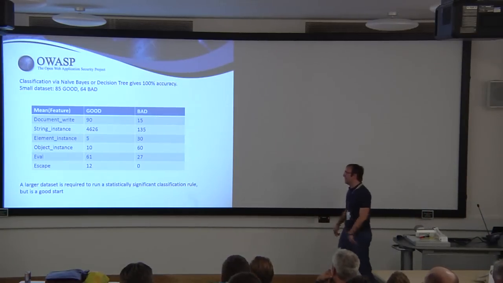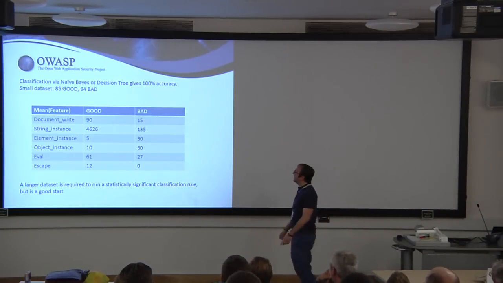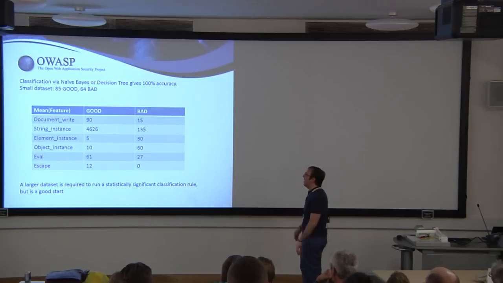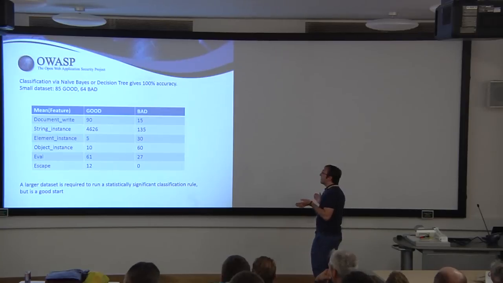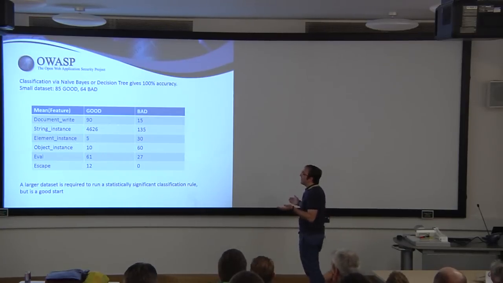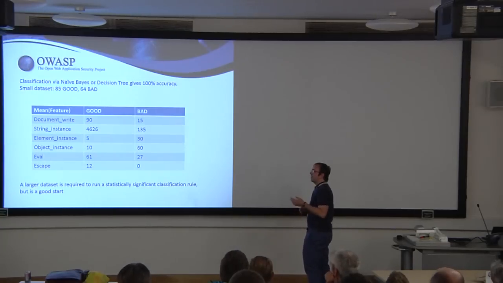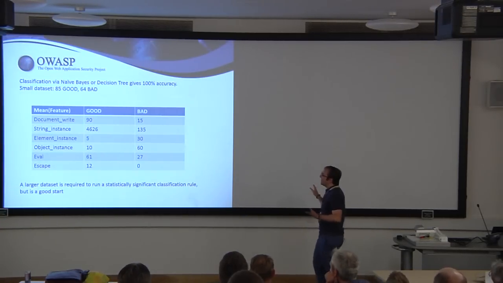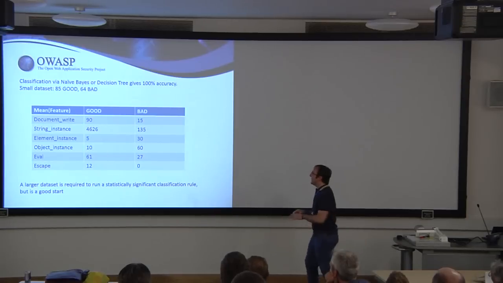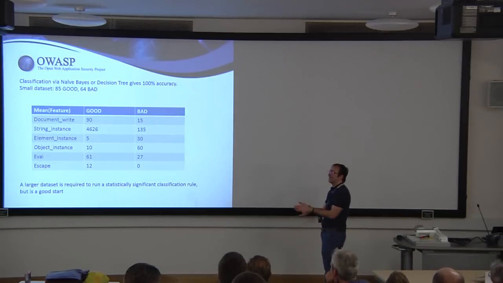Because I'm a machine learning expert, I said, let's apply a very simple classification. So I used naive Bayes or a decision tree. In this case, it just gives you 100% accuracy. Well, it was a small data set, so I had 85 good websites and 64 bad. So this is bad machine learning, right? It's kind of overfitting. You say I have 100% accuracy, but my data set is very small.